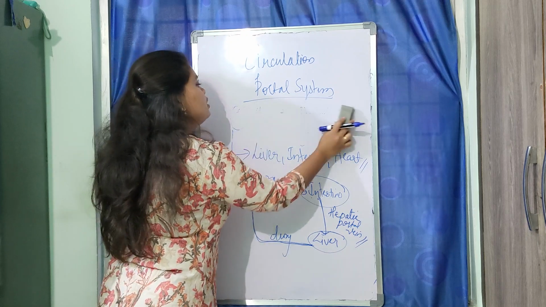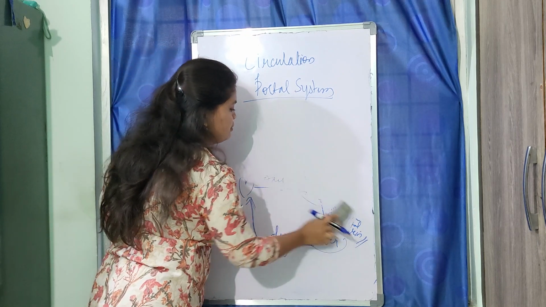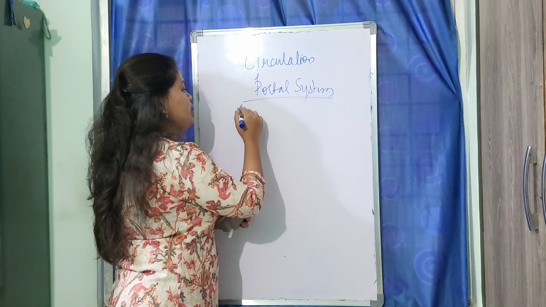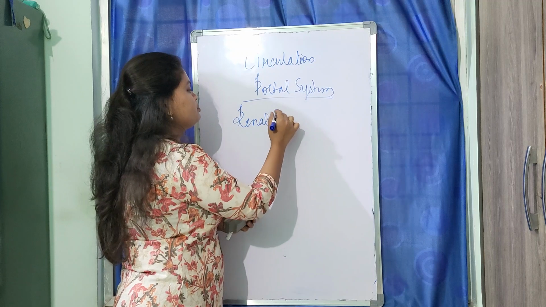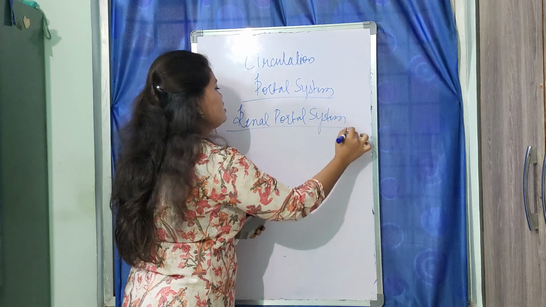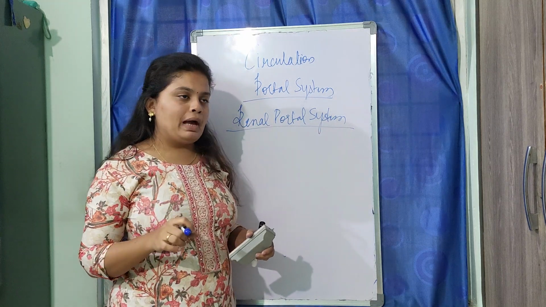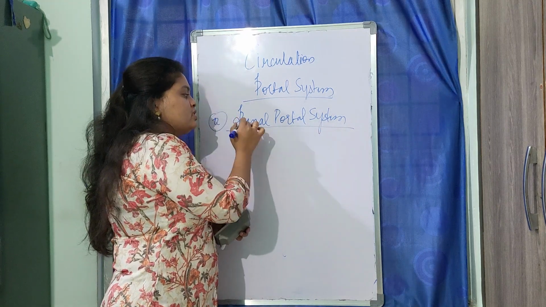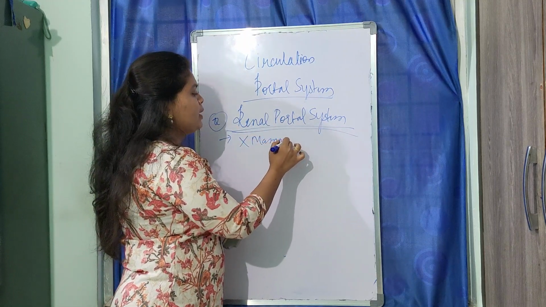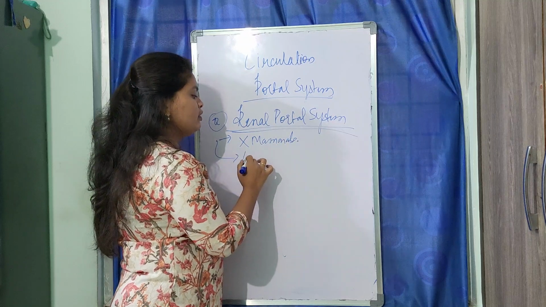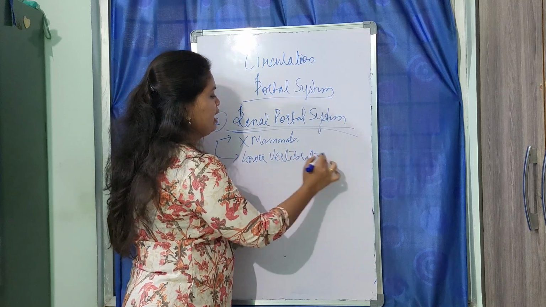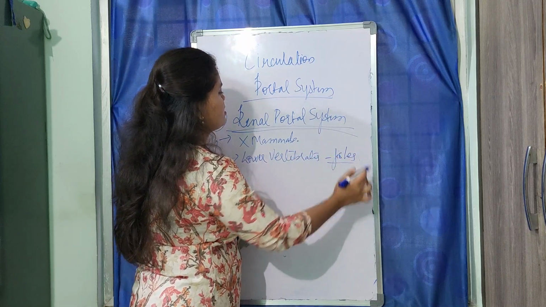The next type of portal system is the renal portal system. Unlike the hepatic portal system, which is seen in human beings, which is seen in mammals, this renal portal system is not seen in mammals, but it is seen in lower vertebrates like fishes.